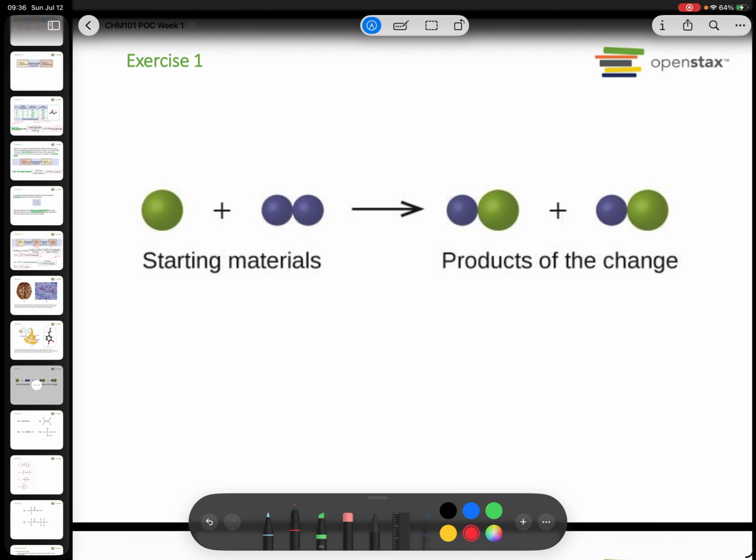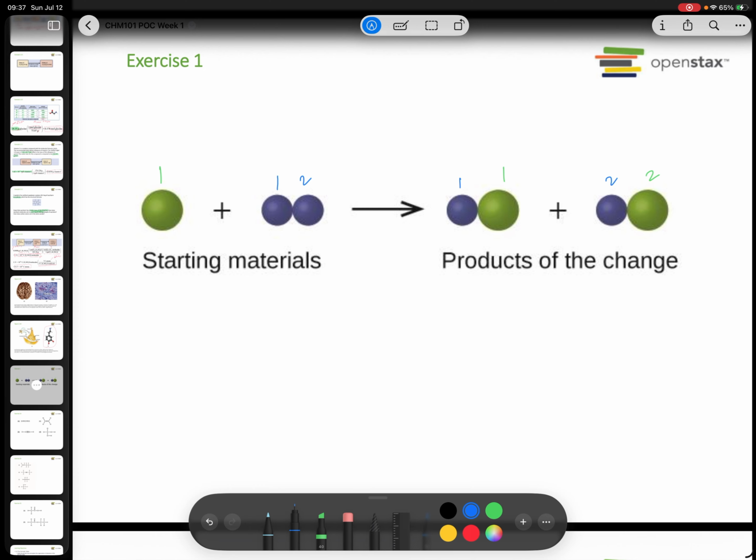Okay, let's answer exercise 1. So, the starting material shows how many green atoms? 1 green atom and 2 blue atoms bonded together. And then, the product shows 2. Let's count. Here there is 1 green atom, and here 1, 2 blue atoms. Okay?